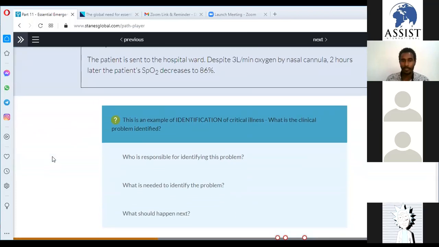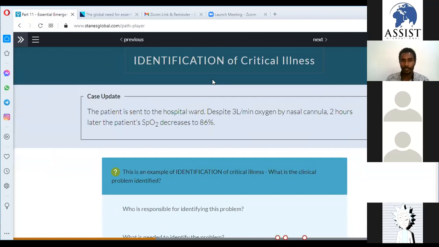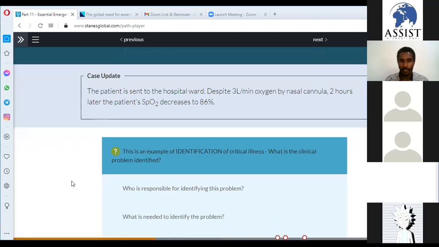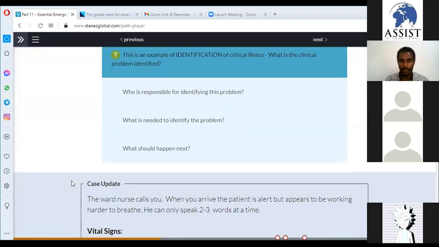Okay, so let's proceed to the answer. Of course, this patient is critically ill due to the fact that the patient's saturation is deteriorating despite your treatment. Some of you have answered actually. Since the saturation is dropping, we consider the patient as having a critically ill condition due to his saturation.